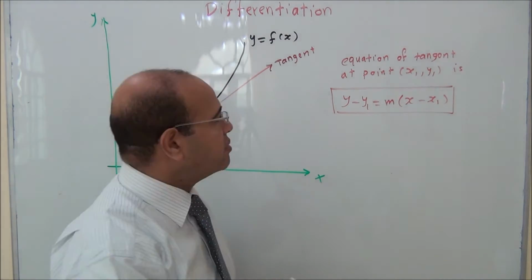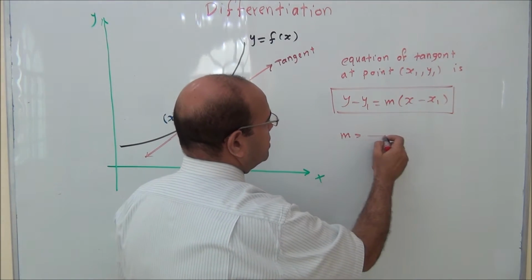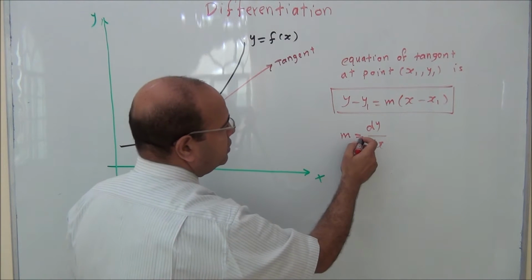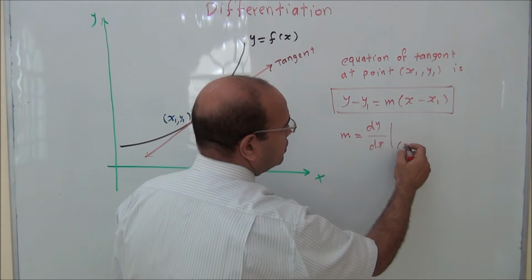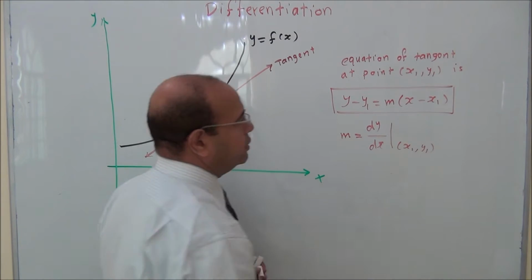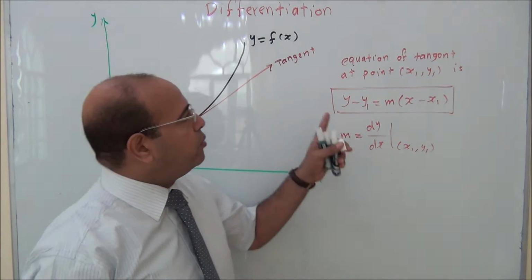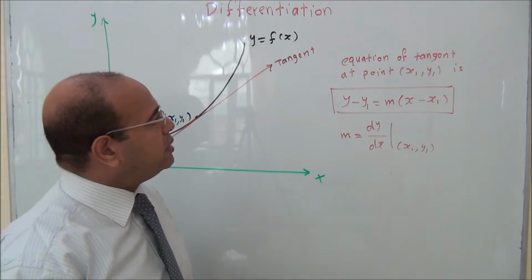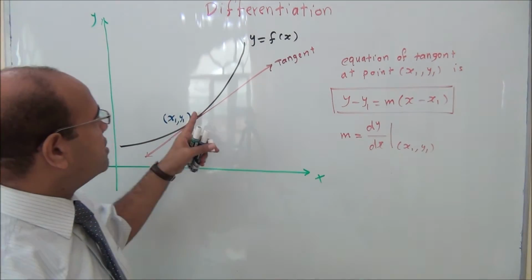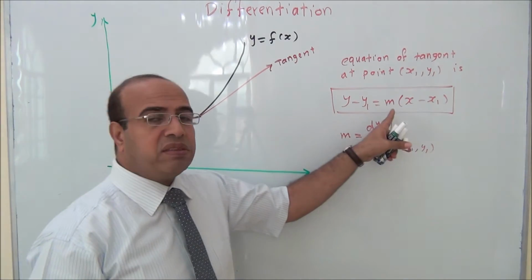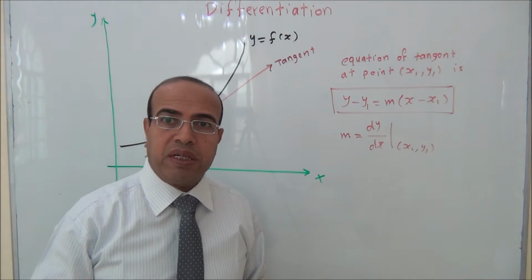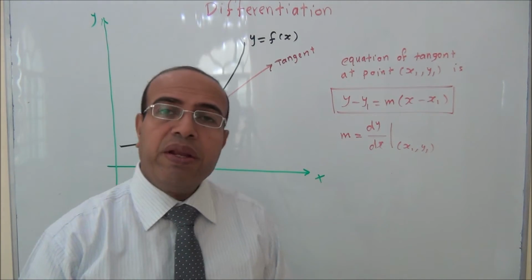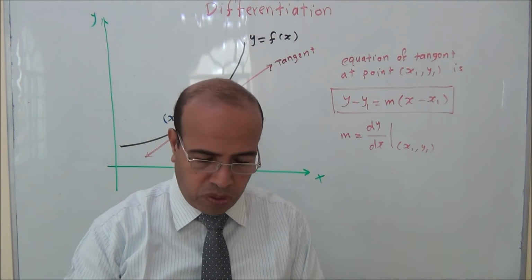What is m? m is dy by dx. It is the gradient of the tangent at the point x1, y1. So the equation of the tangent is y minus y1 equals m times x minus x1. x1 and y1 is a point on the curve. What is m? It is the gradient of the curve at the point x1 and y1. Now, what is the equation of the normal?